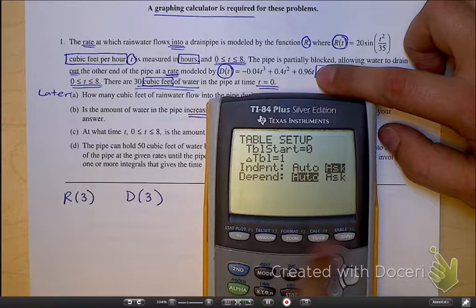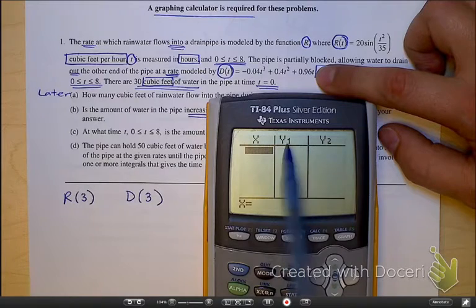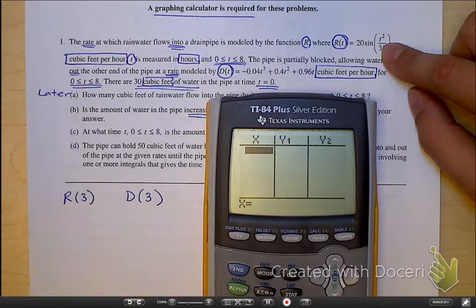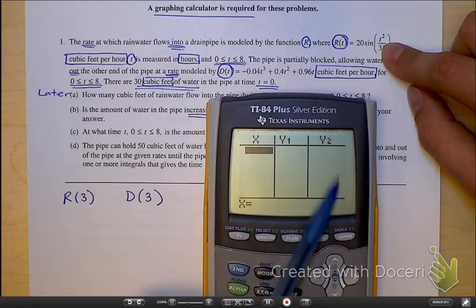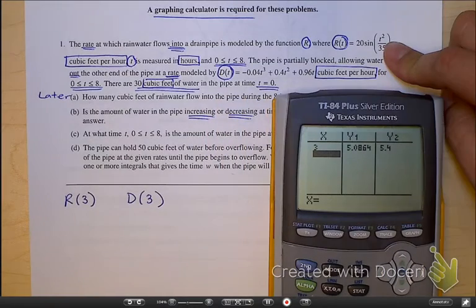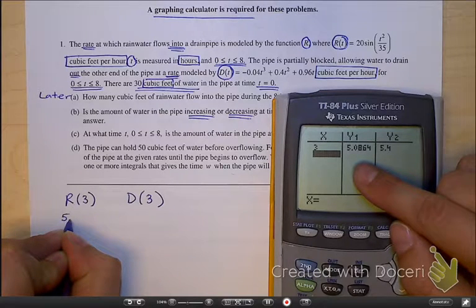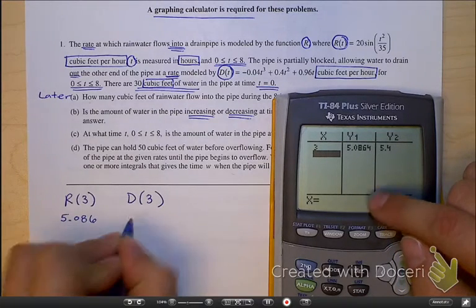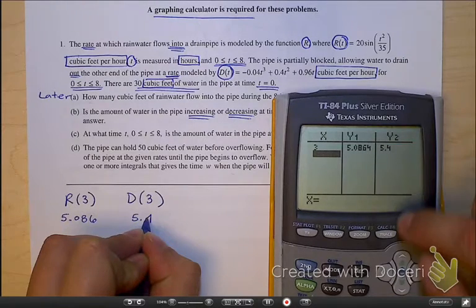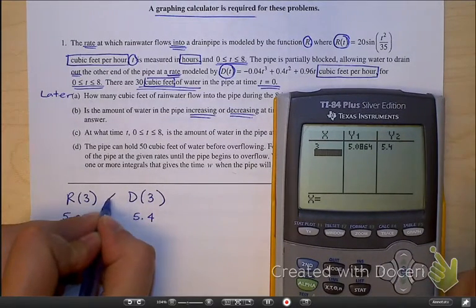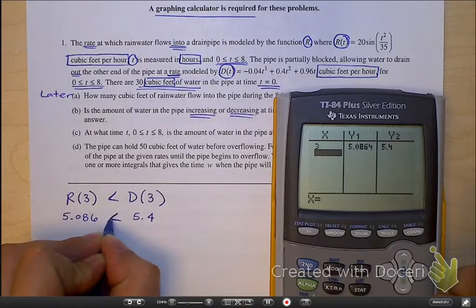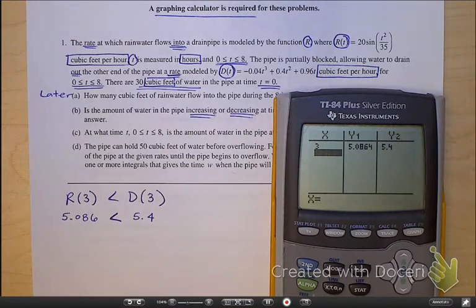If I go over to my table, all right, I have y1 and y2. So currently my rate that the water is flowing in is going to be in y1. My rate that my water is flowing out is going to be in y2. So if I type in 3, here's what it tells me. It tells me that the rate that it's flowing in, R of 3, is equal to 5.086, and the rate that it's flowing out is equal to 5.4. All right, and this number is less than this number. 5.086 is less than 5.4, which means the rate that the water is flowing into the drain pipe is less than the rate that it's flowing out.